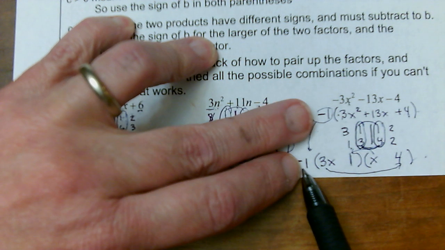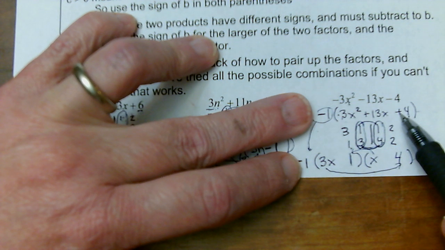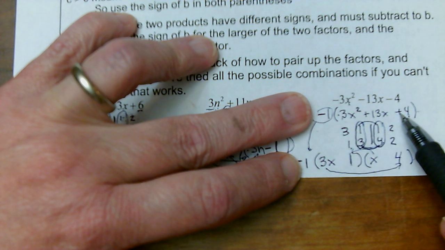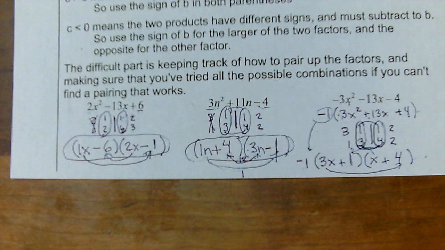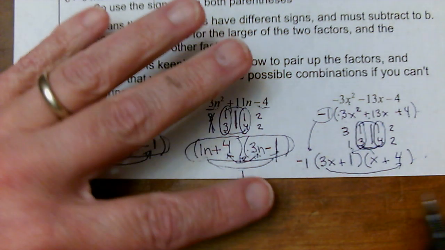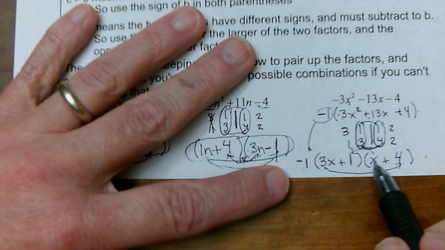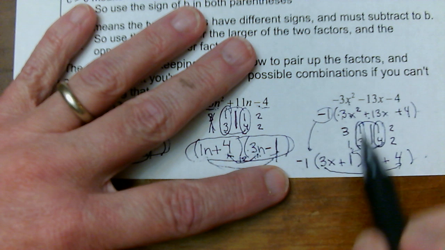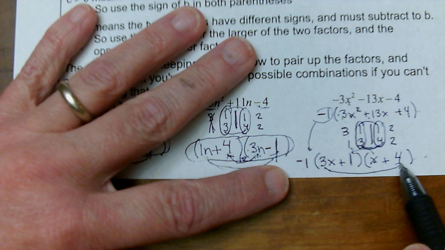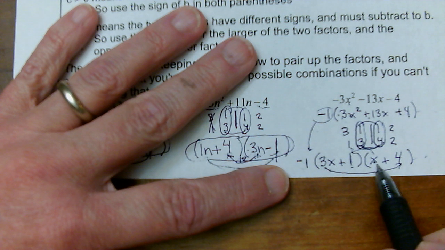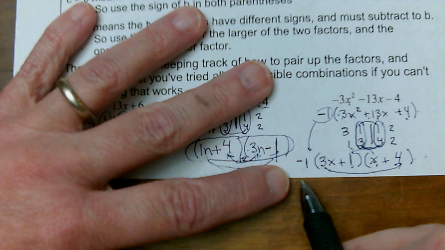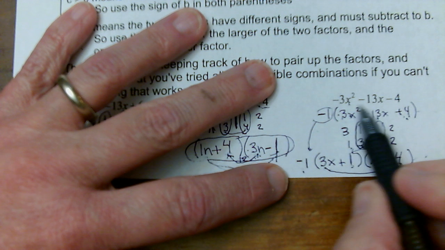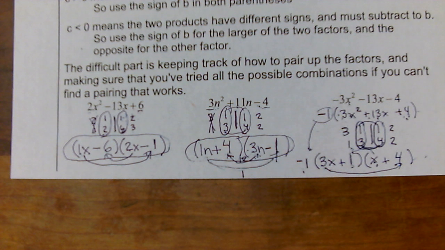We're looking here because we still have the -1 factored out. This is positive, so that means both parentheses get the same sign as the middle. So these are both addition. So again, to check it, 3x times x is 3x squared. 3x times 4 is 12x, and 1 times x is 1x, so that adds up to 13x. 1 times 4 is 4, and then if you distribute the -1 through that, you get the original problem, -3x squared minus 13x minus 4.